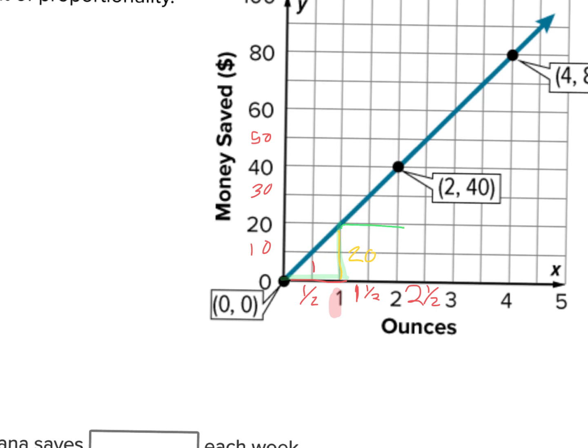I go over to 2. So I went over by 1. And I'm going to go up to 40. But to get from 20 to 40, I'm going up by 20. Okay.